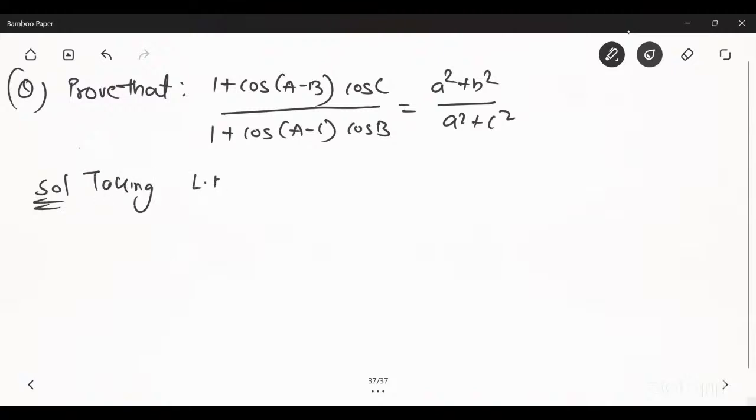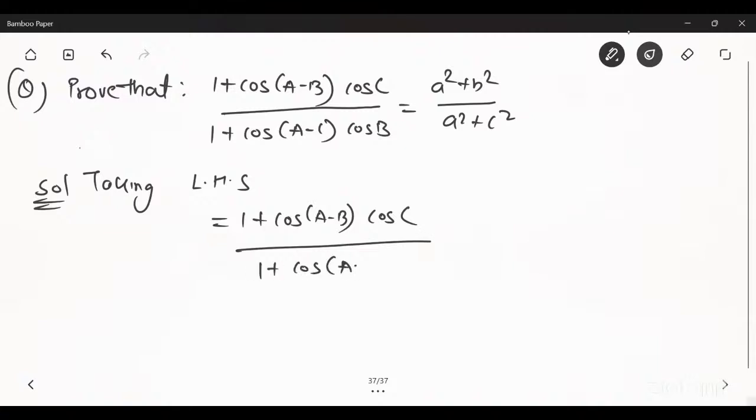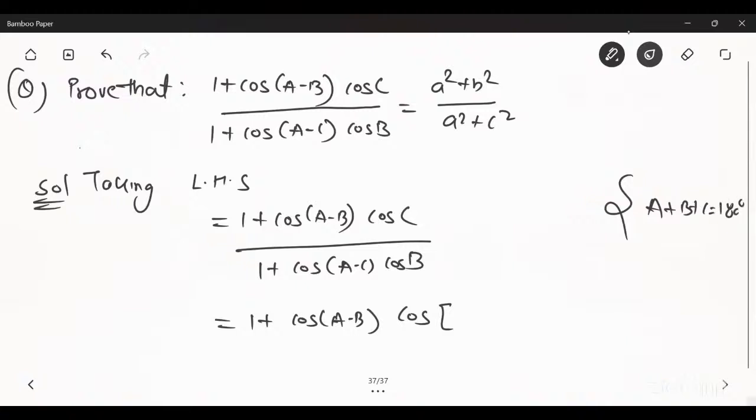So what is the value of LHS? 1 plus cos of (A minus B) times cos C, and then upon 1 plus cos (A minus C) cos B. So cos C can be written as 180 minus theta, because in a triangle A plus B plus C is equal to 180 degrees, so I can write C as 180 minus (A plus B), and similarly B as 180 minus (A plus C).